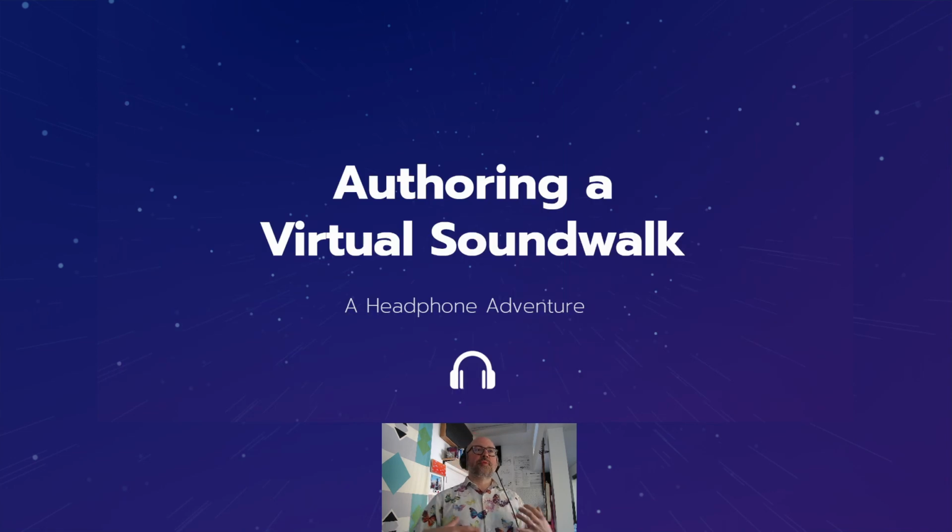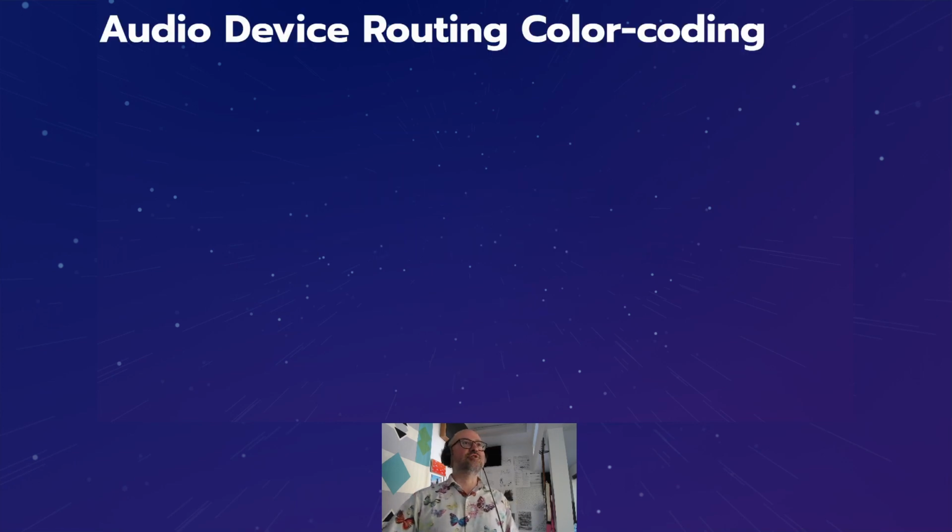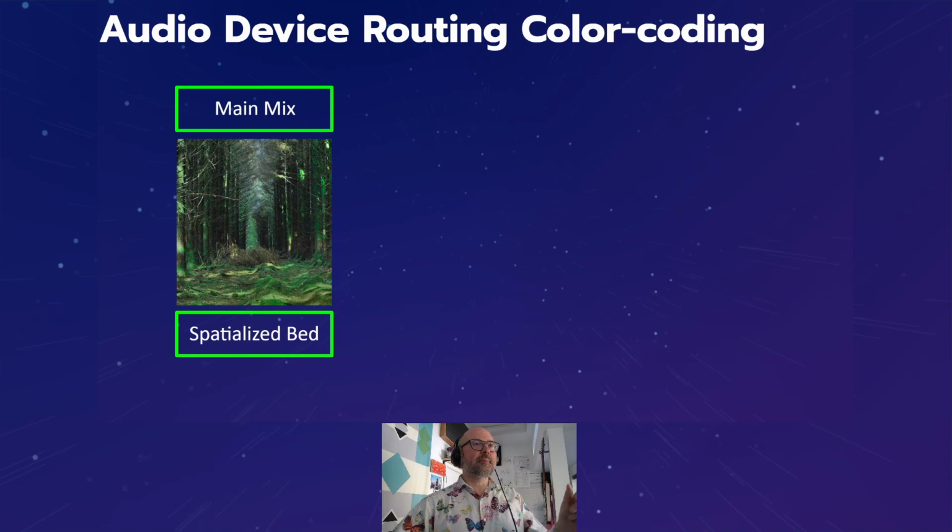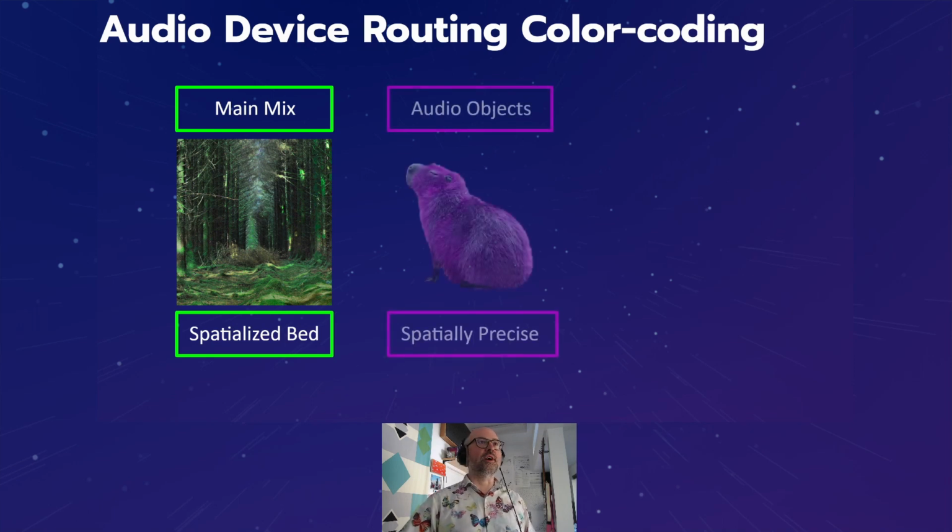So we'll keep moving through that, and I want to take you on a virtual sound walk and how that is authored in Wwise, and this will be a headphone-based perspective of authoring in Wwise for this virtual adventure. So strap in. First thing I want to talk about is color coding. We've got the main mix in green. It's going to be representing our spatialized bed as we take our walk through the forest.